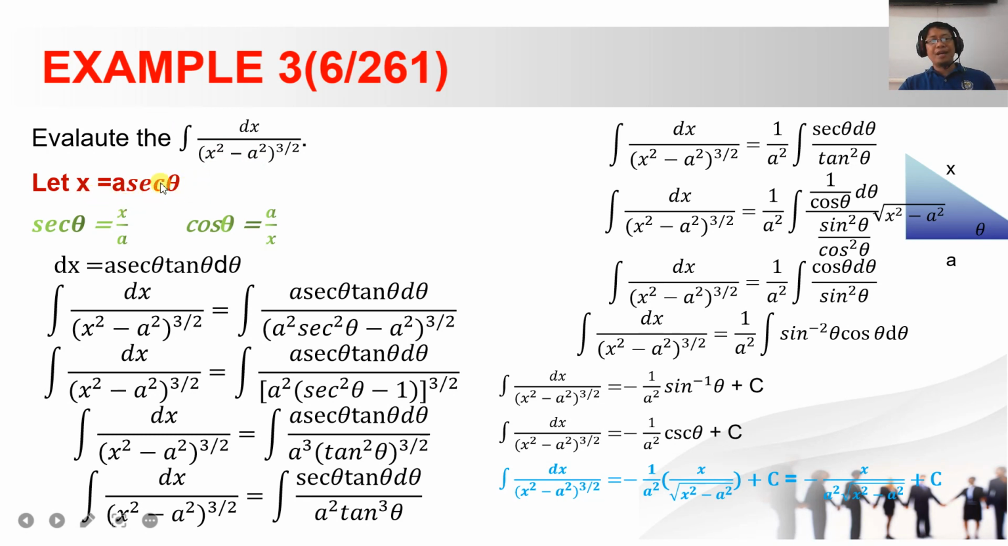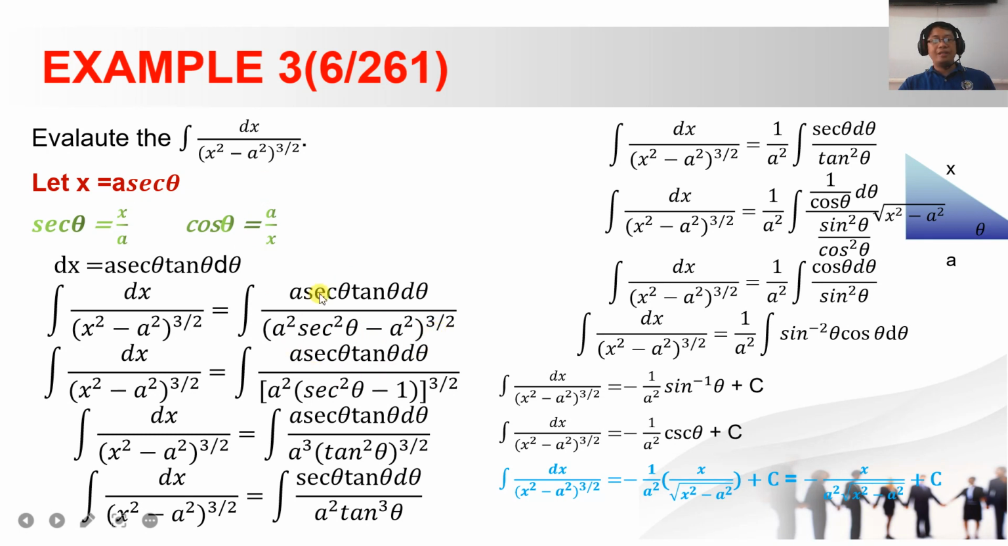You can solve for secant theta, and that is the ratio of x over a. It can also be cosine theta, the reciprocal, that is a over x. So let's differentiate x equals a secant theta, and that is a secant theta tangent theta d theta. The next step is substitution, change of variable. So dx is now a secant theta tangent theta d theta over x squared, where x is a secant theta, squared. So we have a squared secant squared theta minus a squared, raised to 3 halves.